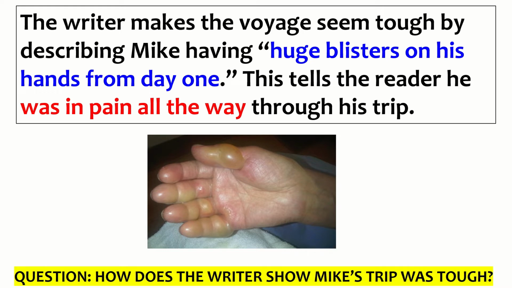It's pretty obvious, isn't it? If you had huge blisters on your hands, you are going to be in pain. That is why it makes the trip sound tough. My little starting sentence here, the writer makes the voyage seem tough by describing Mike, I would do that sentence just as my little introduction. After that, for my next 5 or 6 quotes, don't bother writing, the writer makes the voyage seem tough. You're just going to waste time. After doing it the first time, just give me a quote and say why it makes his trip sound tough.